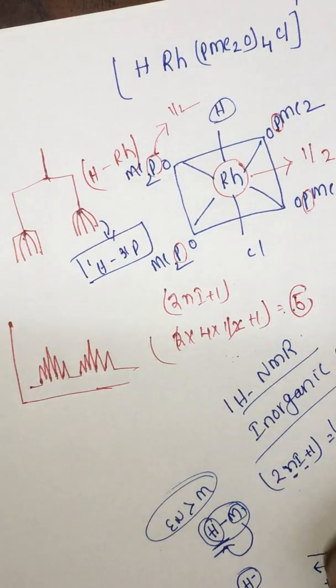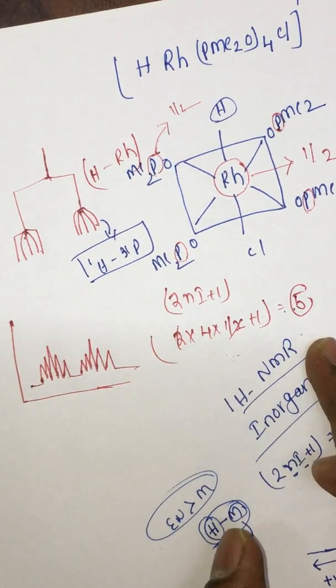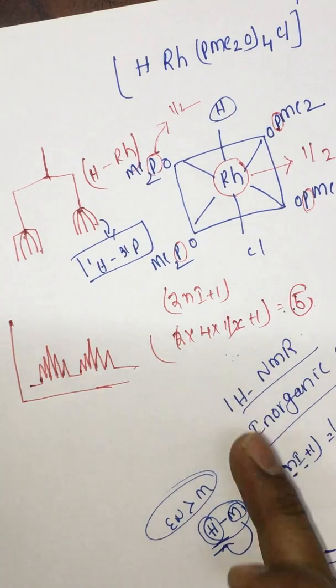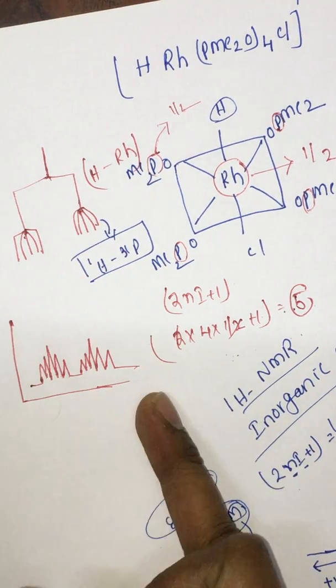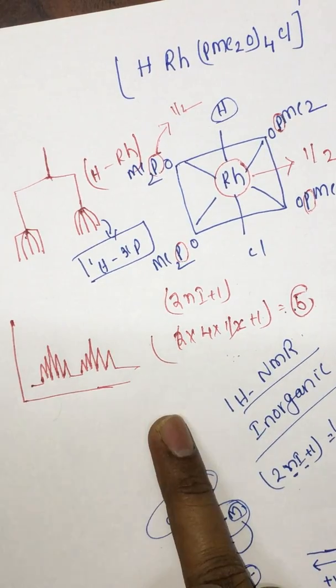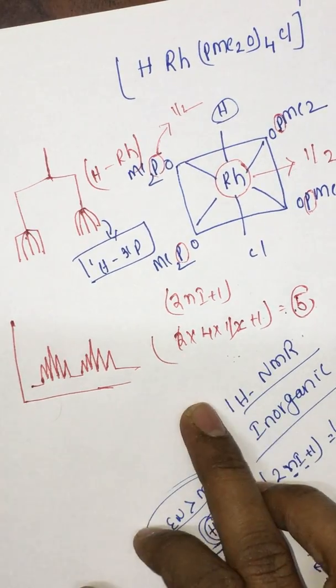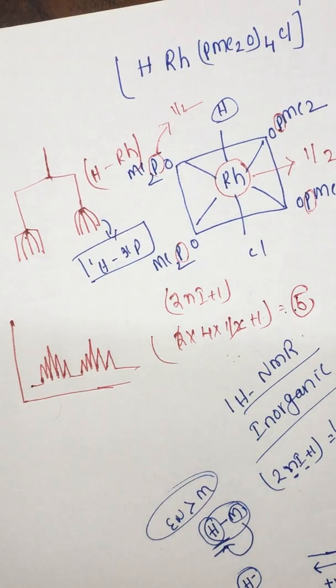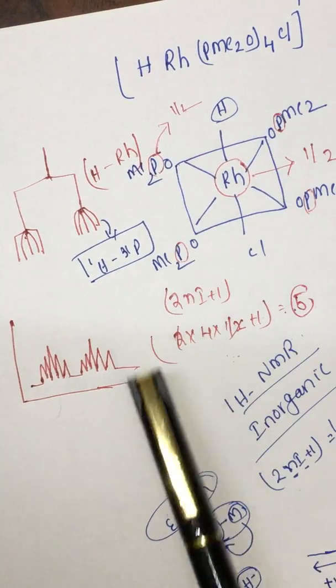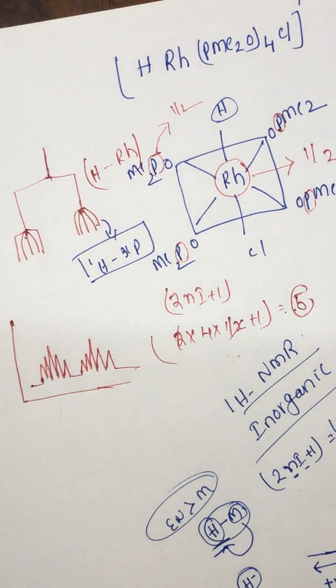How many phosphorus are there? Four phosphorus, and each phosphorus has spin 1/2. So if we use 2nI plus 1, we get a 5-line signal. Now each doublet is split into 5 lines, so the final spectrum of this one has two 5-line signals. From an examination point of view, they may ask how many lines this compound has, and we can say two 5-line signals.